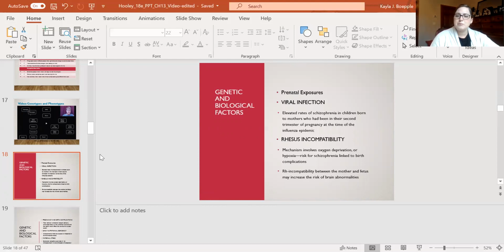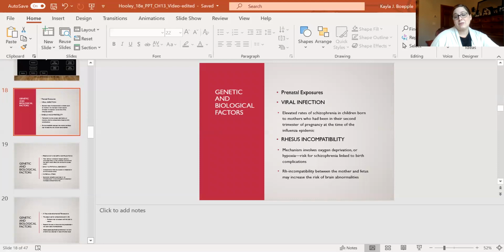Another one is that Rh incompatibility between the mother and the fetus may also increase the risk of brain abnormalities. So the Rh factor is when the mother has a plus or minus and the baby has the opposite. Sometimes you need to have a shot in order for the mother's body not to attack the fetus and not to cause issues after the baby is born. So it's important to know the blood factors, and they are showing that maybe Rh incompatibility might have more of an impact on that. If you want to know more on the Rh factor, let me know and we can dive into that further, but just know that the Rh is one of those factors in there.